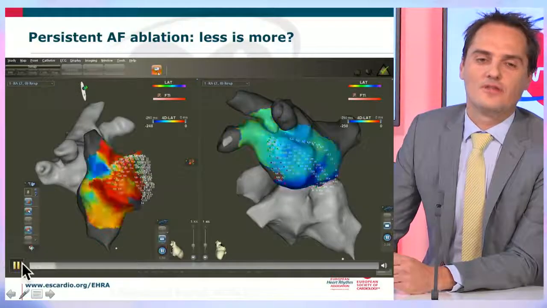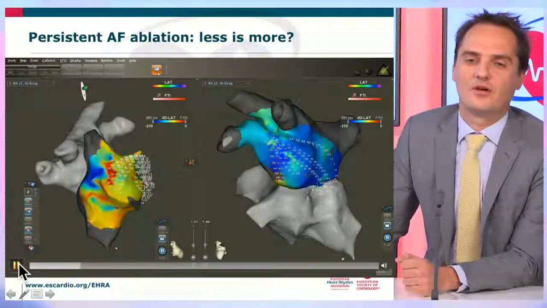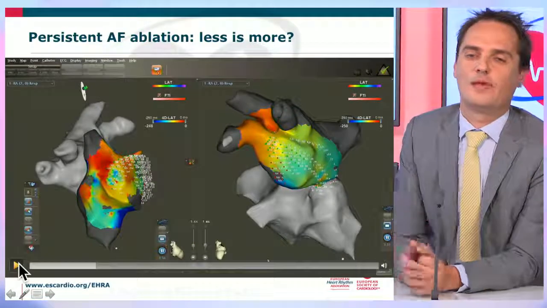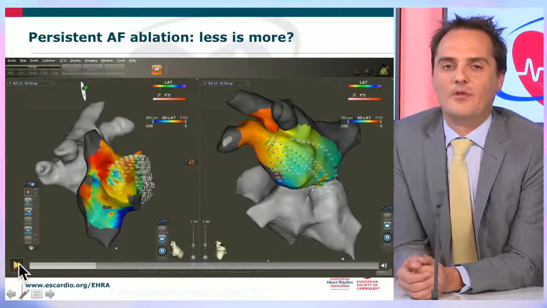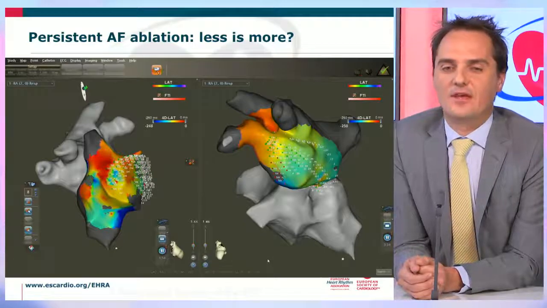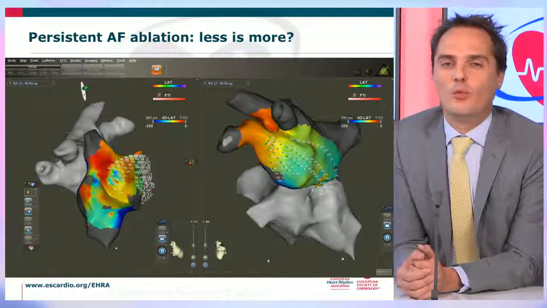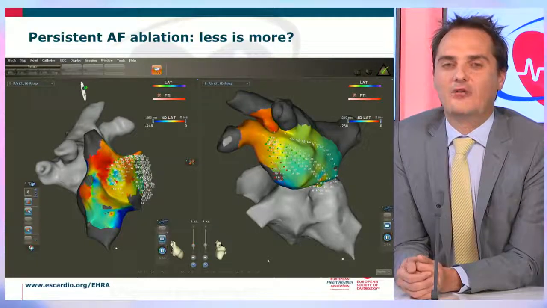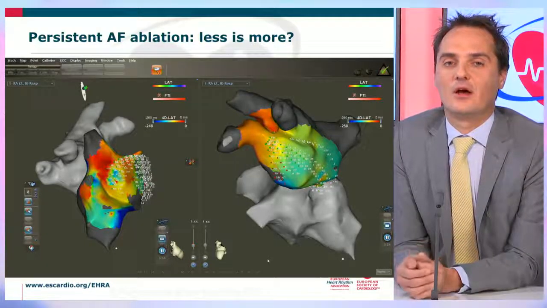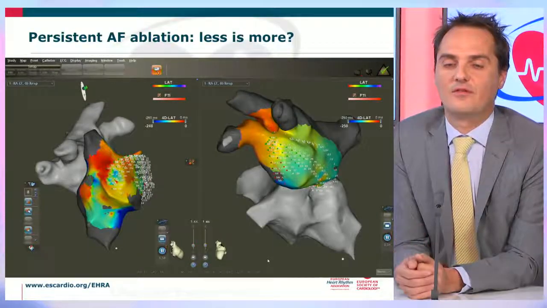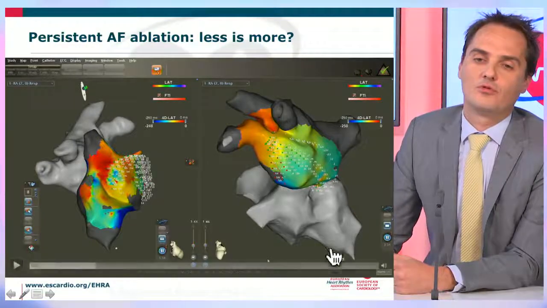So to illustrate this a bit more, I would like to start by sharing with you the type of data we can gather from multi-electrode mapping. And this is an example of what we call panoramic mapping. Panoramic mapping means we put a catheter in the chamber and try to map as much of the chamber as we can simultaneously with one beat or with several beats, but with all the electrodes together.